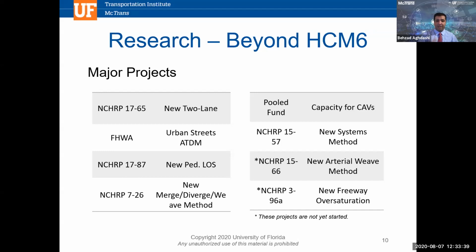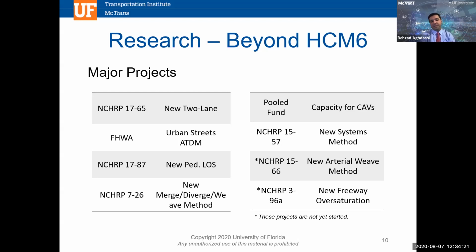For example, NCHRP 17-65, the multilane method. This research project ended a couple of years ago. A proposed HCM chapter has been proposed, the Capacity Committee has reviewed that, and we have got a vote to be amended as part of HCM. And some others are coming as well. So basically for chapter 15, the multilane method, we have version 6.0 as well as 6.1. So let's take a look at some other projects that have ended.